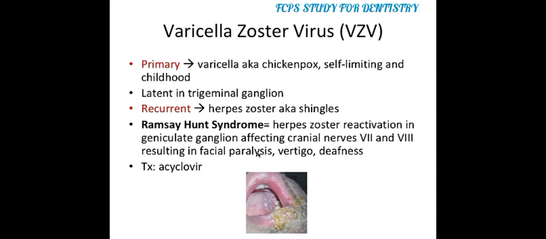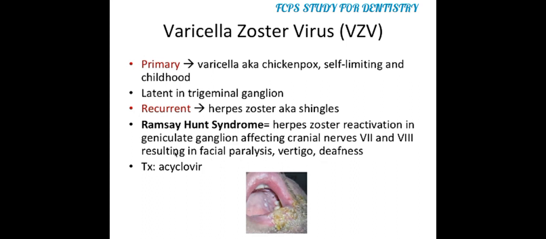And here we have another syndrome. And like I said in the previous videos with oral path, I always list them out like math equations. Ramsay-Hunt syndrome comes up on a lot of test questions. It's a herpes zoster reactivation in the geniculate ganglion affecting cranial nerves 7 and 8. And if you remember, 7 is the facial nerve, which innervates the facial muscles, and then 8 is the vestibulocochlear nerve, and that controls hearing and balance.